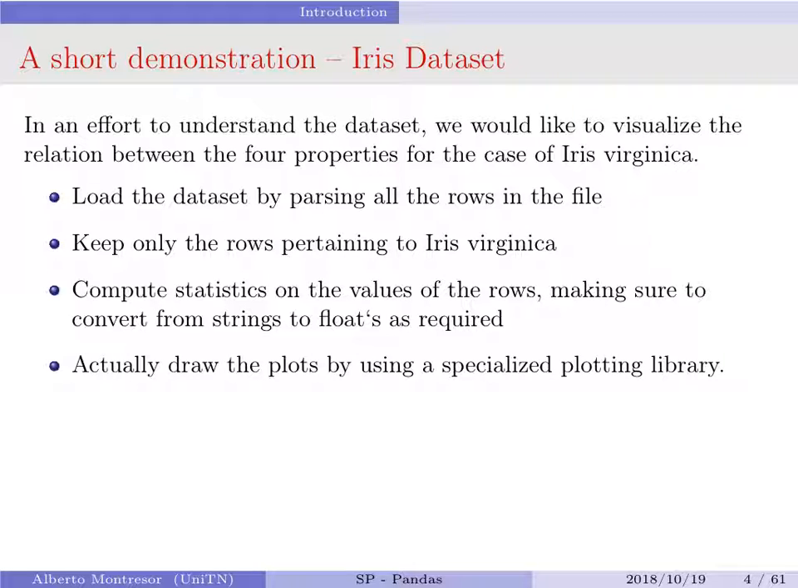So what we want to do, this is very common, this is something that you will do a lot in the next weeks in the labs, is to load the data set by parsing the rows in a file. You want to filter the data set by considering only part of it, for example, the rows related to Iris virginica, and then compute the statistics over the values of the rows, making sure that you convert from strings to float, everything as required, and then draw some plots using a library which is matplotlib.